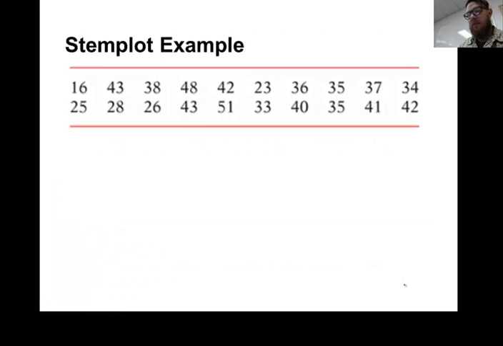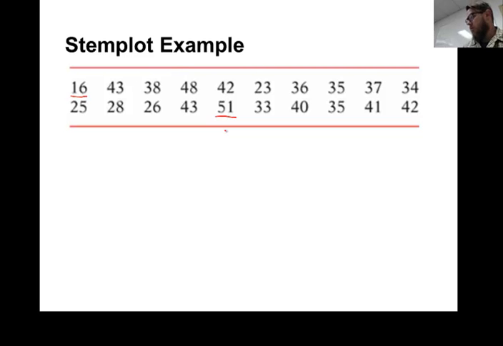So here's an example of a data set that we might want to make a stem plot from. First, we look at the data and try to understand the range of our data. This data looks like it goes from 16 all the way up to 51. So we have data points everywhere from 16 up to 51.